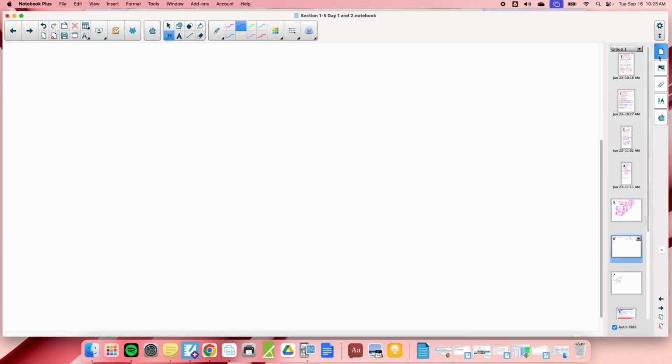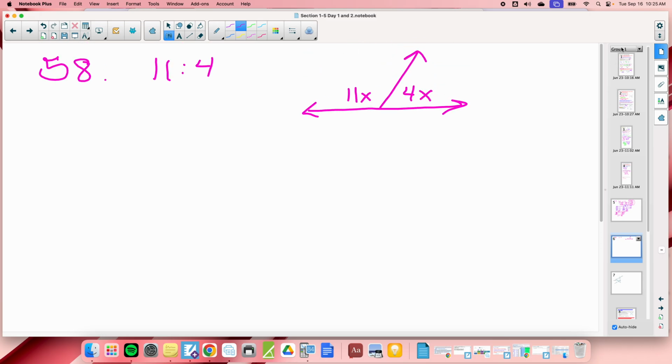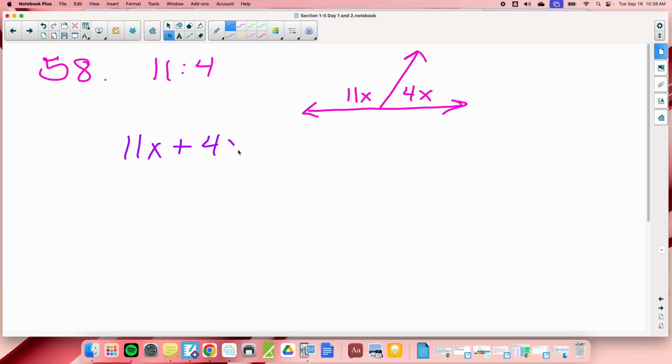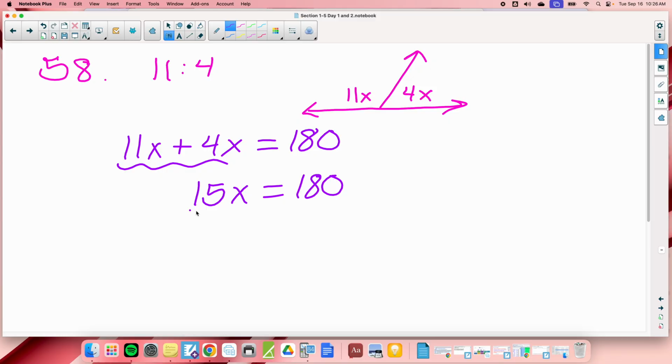So in geometry, anytime you have a colon like that, okay, what you do when you have a colon is you put x with both of them. And that's what I did. Now, what would I know about those 2 if they're supplementary? They equal 180. So I can go 11x plus 4x equals 180. 11x plus 4x is 15x equals 180. Then I'm going to divide by 15. And x would be, is that 12?